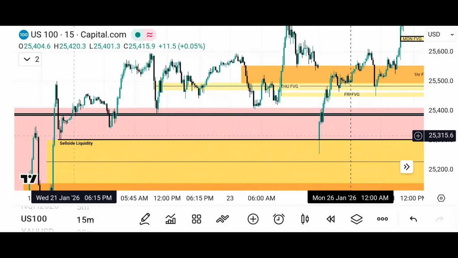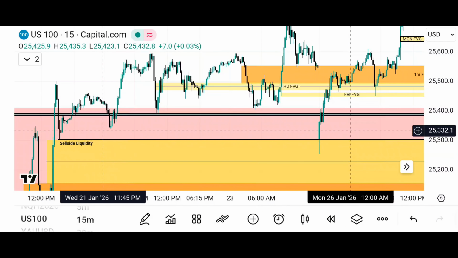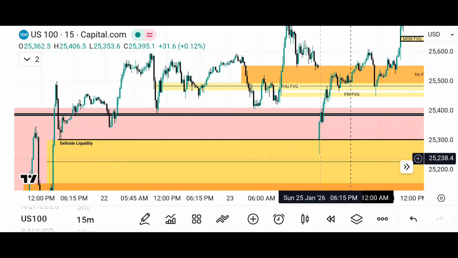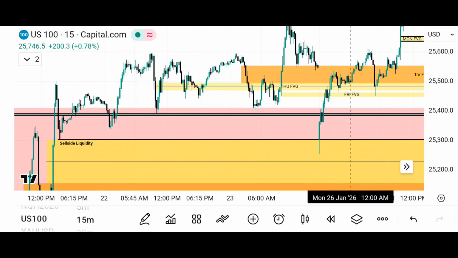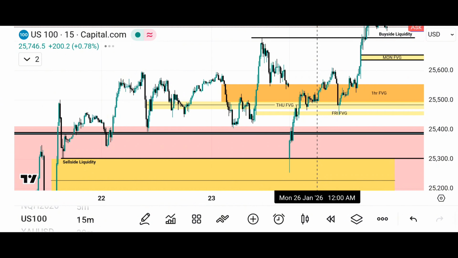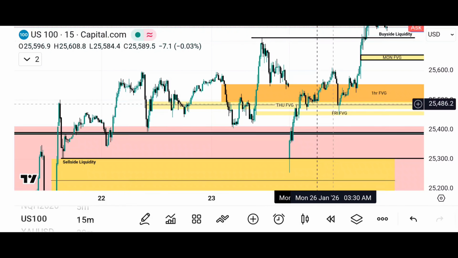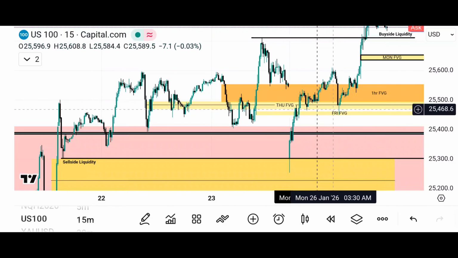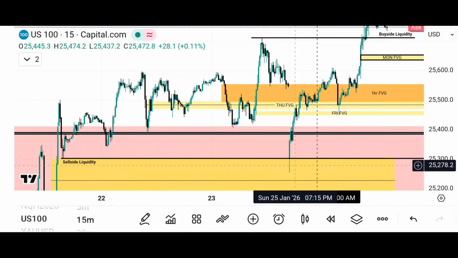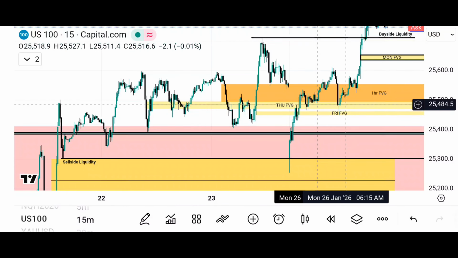What is resting below these lows? Sell stops. Sell stops are resting below these lows. And you see price taking out sell stops and rallying up prior to Monday, which tells us that price will likely be bullish on Monday, or will likely want to run up to buy side liquidity on Monday, simply because price has taken out sell side liquidity. And once price takes out sell side liquidity, price is going to run for buy side liquidity.